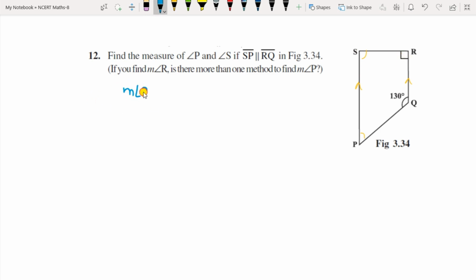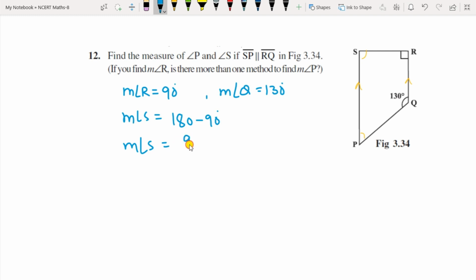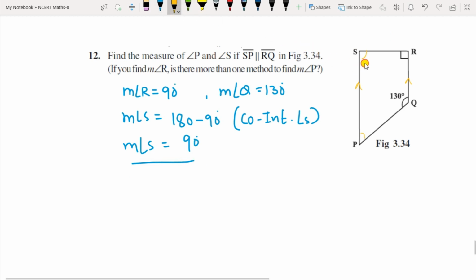So measure angle R equal to 90 degrees. Measure angle Q is already given to you as 130 degrees. That is the given thing. So measure angle S will be what? If this is 90, so this will also be 90, as it is 180 minus 90. So measure angle S is also equal to 90 degrees. Reason is co-interior angles. So measure angle S is 90 here.